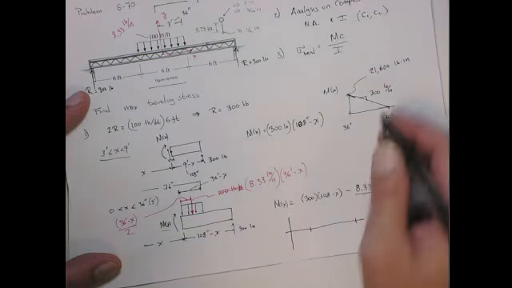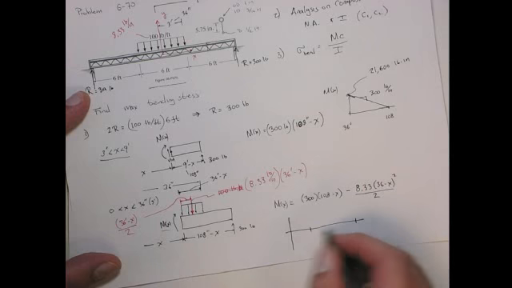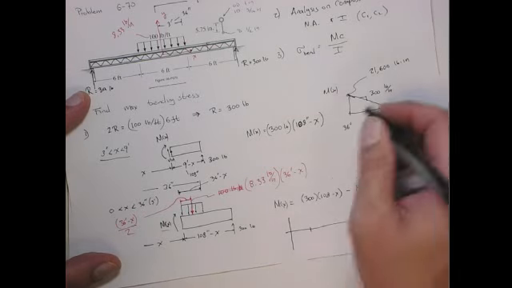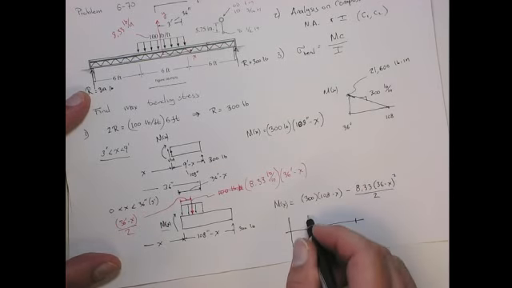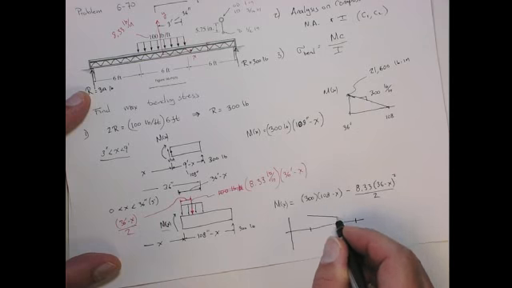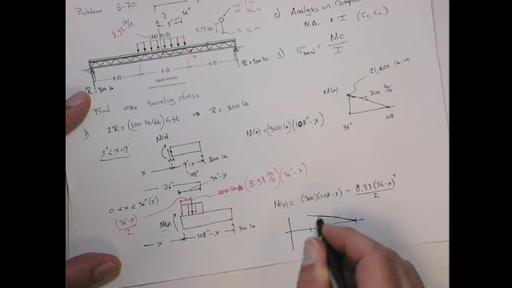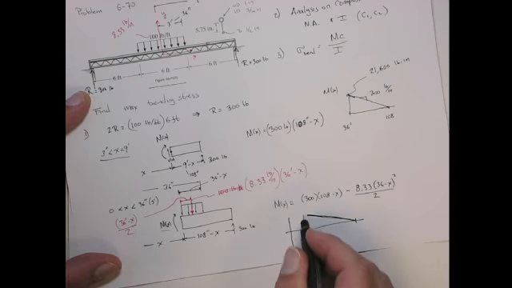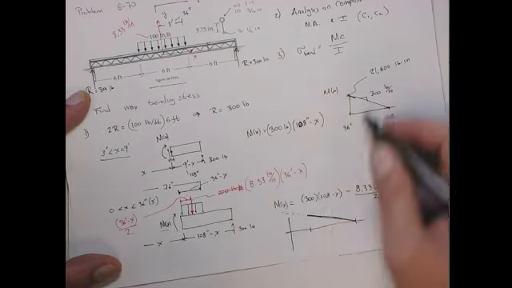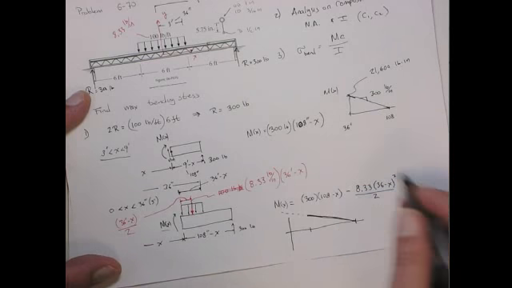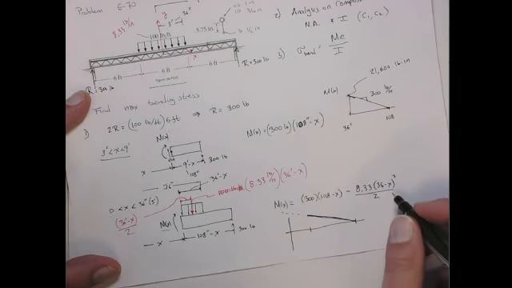So on this distance here, it's supposed to be a straight line, and it would continue up in that manner, except we have to add on to it this, or subtract off it this quadratic.